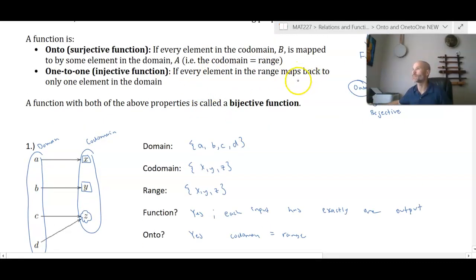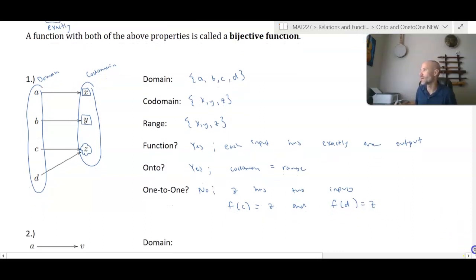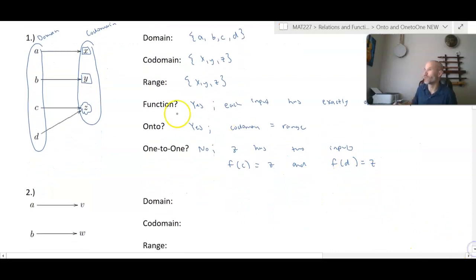If every element of the range maps back to only one, again, I like the word exactly, one element in the domain. So this is not 1 to 1. No, Z has two inputs. So in other words, we could say that f of C equals Z and f of D equals Z, right? That's where that becomes a problem, that mapping of two inputs to the same output. It's still a function, it's just not a 1 to 1 function, because one output corresponds to two inputs. That's an easy way to remember what 1 to 1 means.